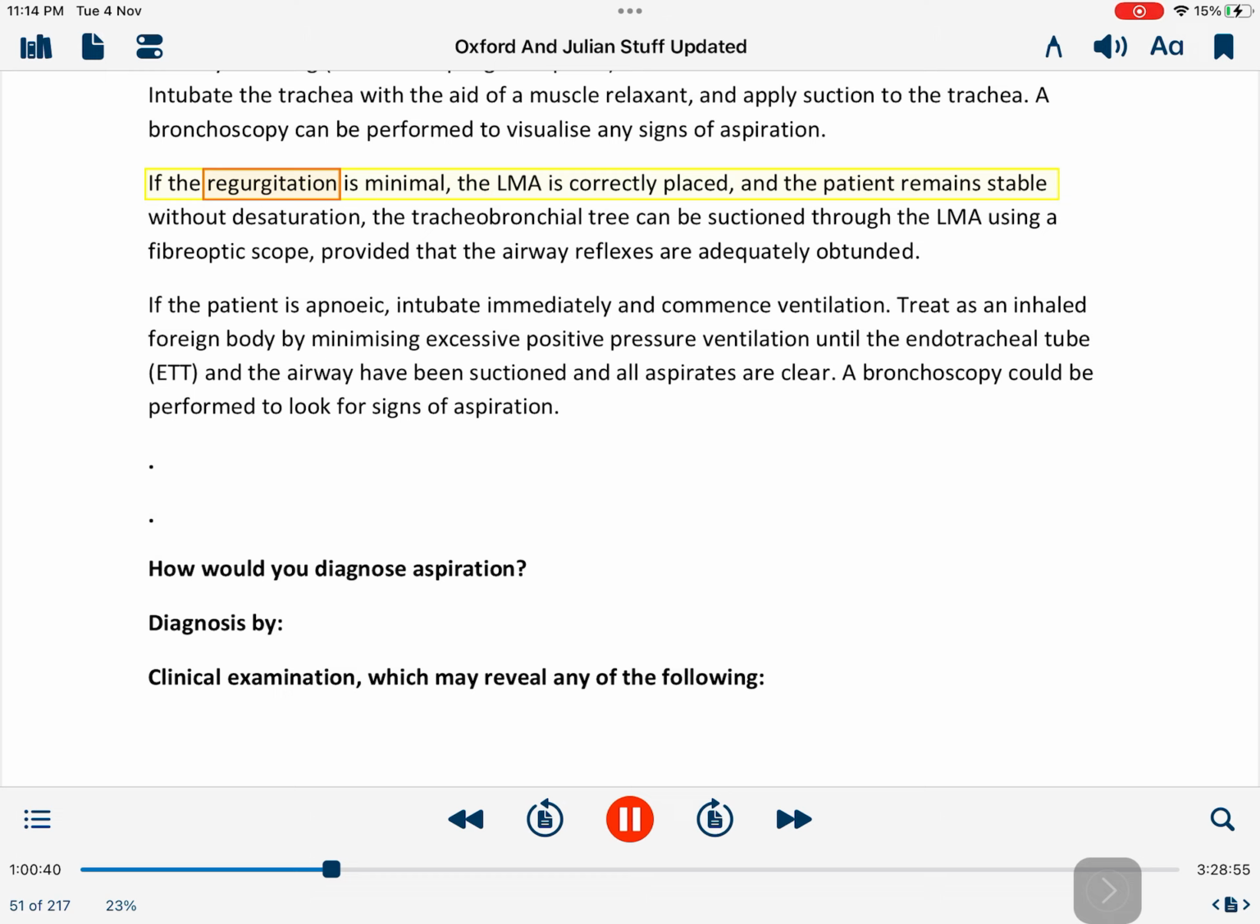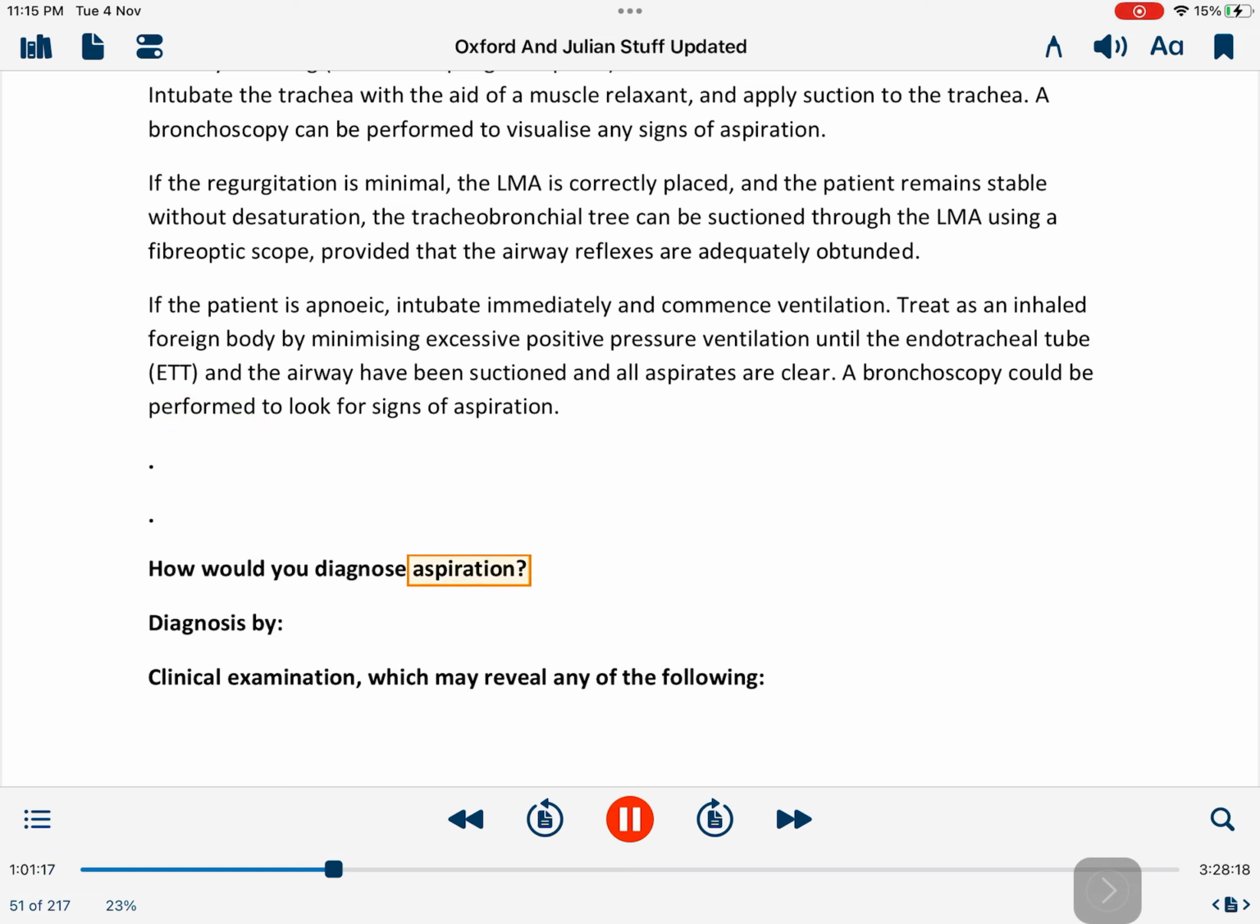If the regurgitation is minimal, the LMA is correctly placed, and the patient remains stable without desaturation, the tracheobronchial tree can be suctioned through the LMA using a fiber optic scope, provided that the airway reflexes are adequately obtunded. If the patient is apnoeic, intubate immediately and commence ventilation. Treat as an inhaled foreign body by minimizing excessive positive pressure ventilation until the endotracheal tube and the airway have been suctioned and all aspirates are clear. A bronchoscopy could be performed to look for signs of aspiration.